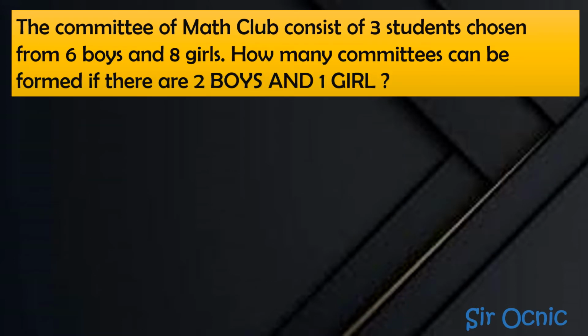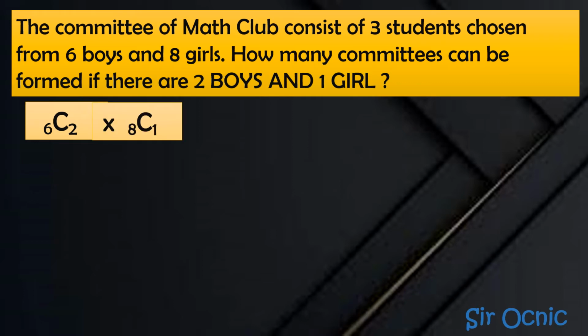The committee of math club consists of 3 students chosen from 6 boys and 3 girls. How many committees can be formed if there are 2 boys and 1 girl? Since there is a restriction on this problem, the committee must consist of 2 boys and 1 girl. We will then have 6C2, since we have 6 boys and 2 boys will be chosen, times 8C1, since 1 girl is to be chosen from the group of 8 girls.